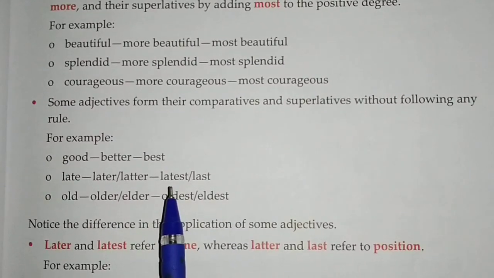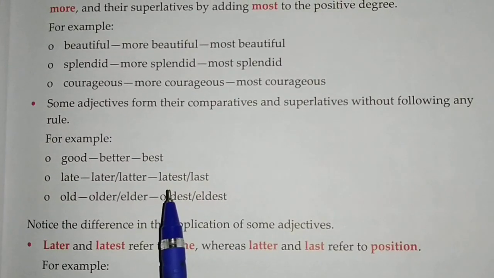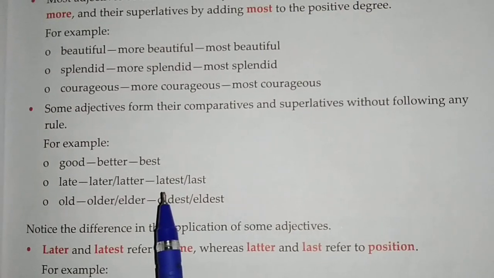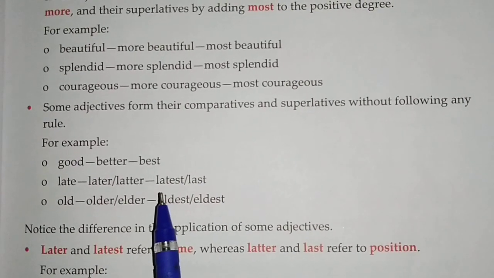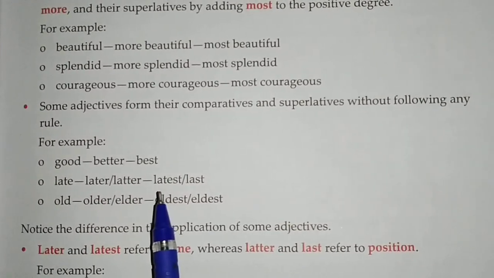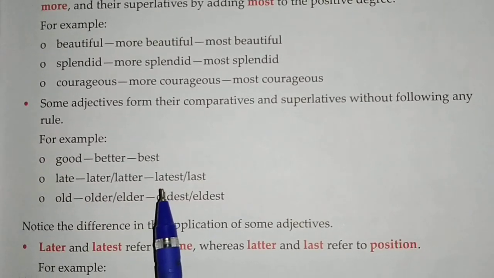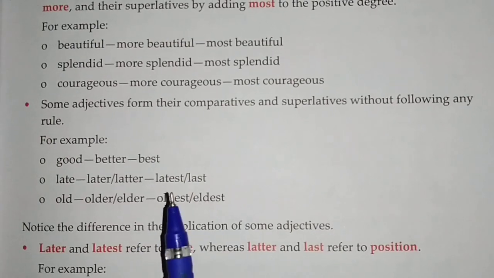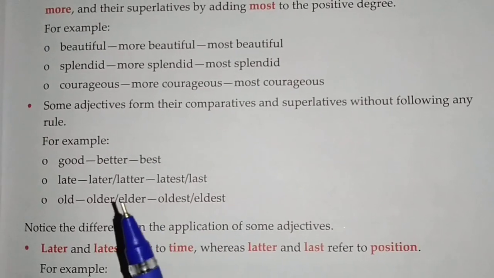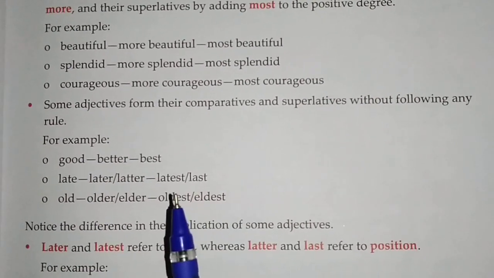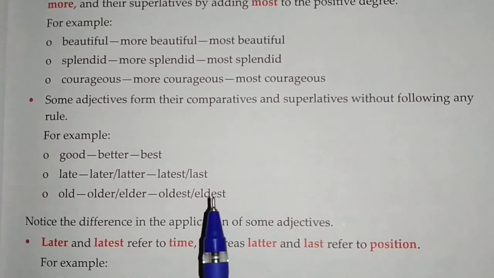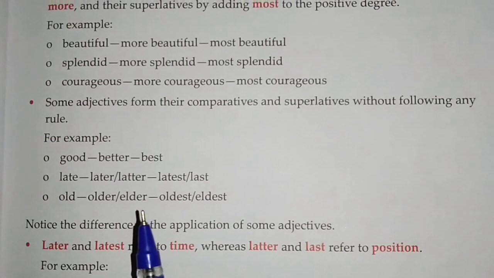Similarly, latest. Now if I say the latest model of the car is this one or anything, the latest model, it means again I am referring to time. That the newest model, right? Which is very new or which has just come out in time. So the words later and latest are referring to time, while latter and last are referring to position.